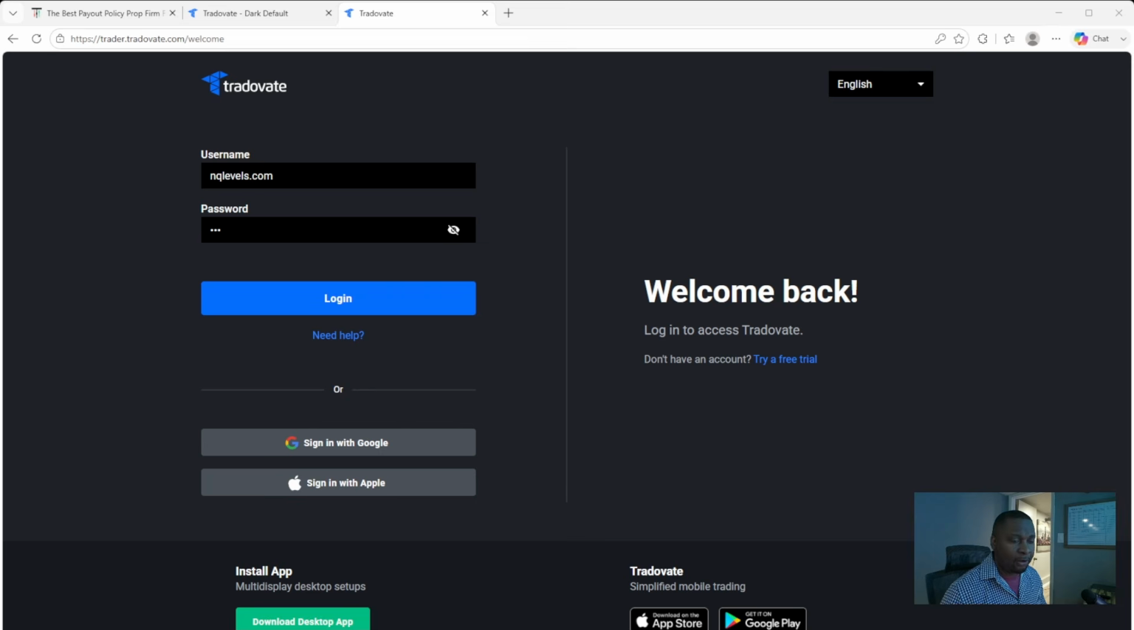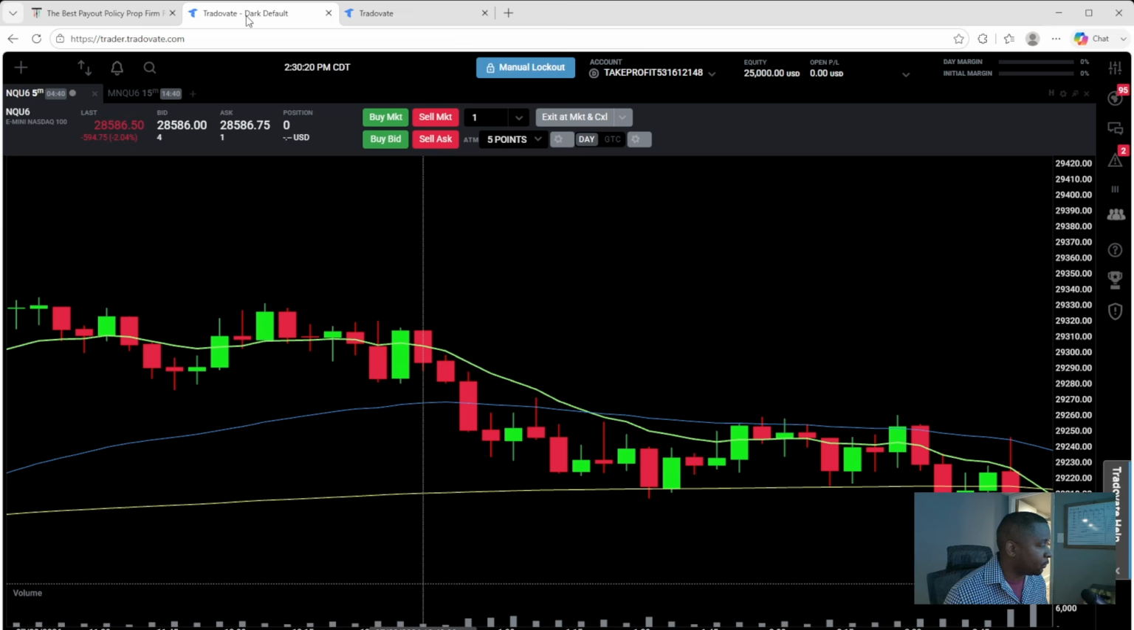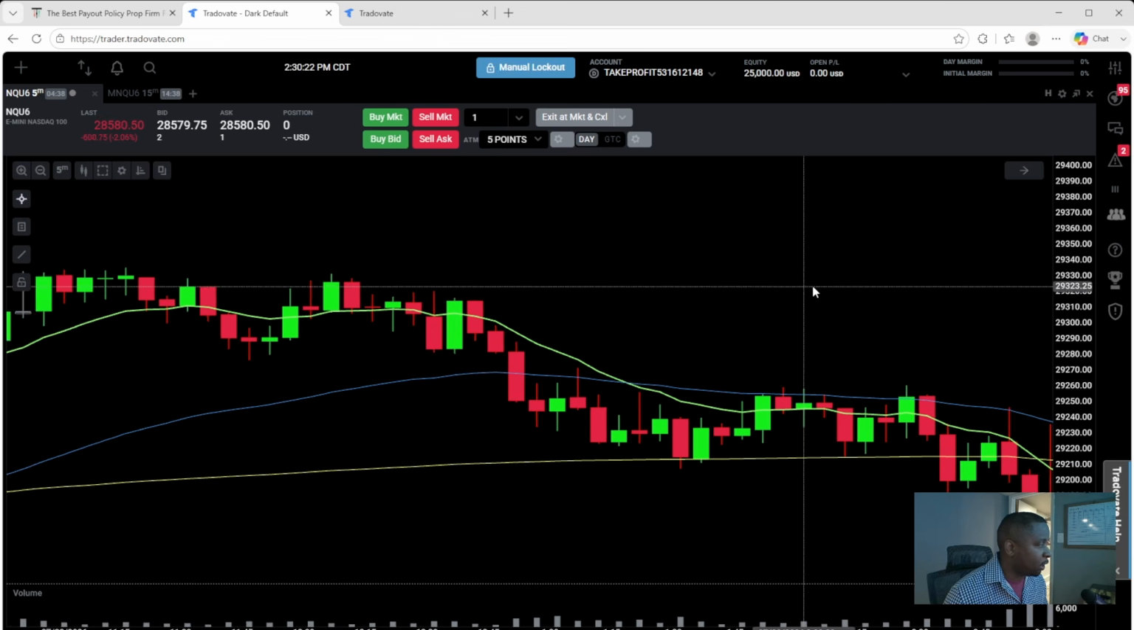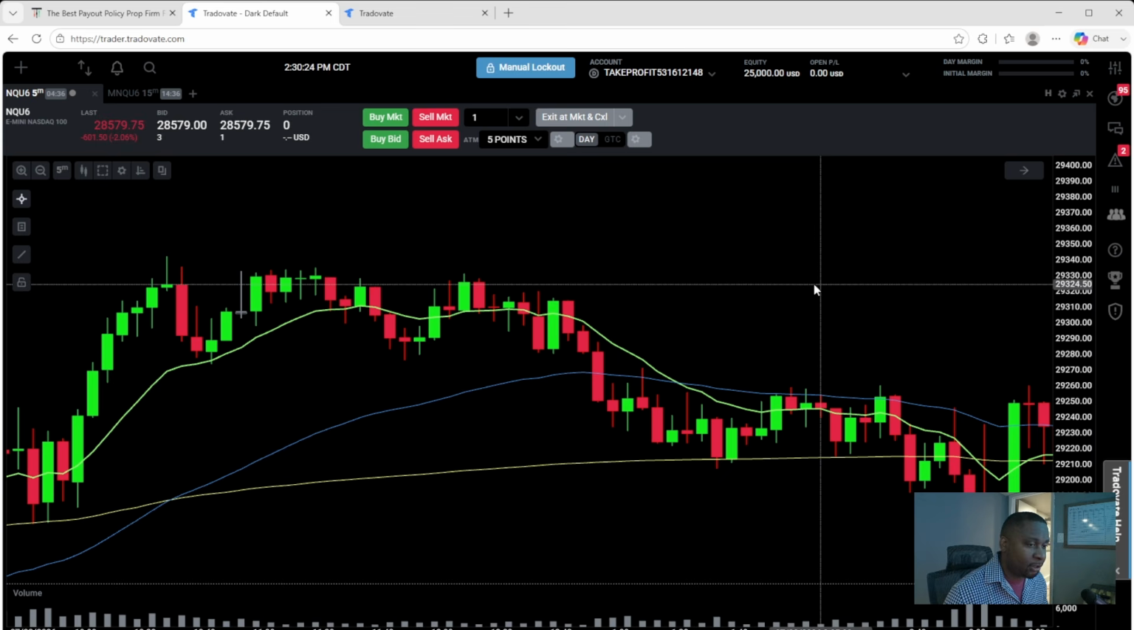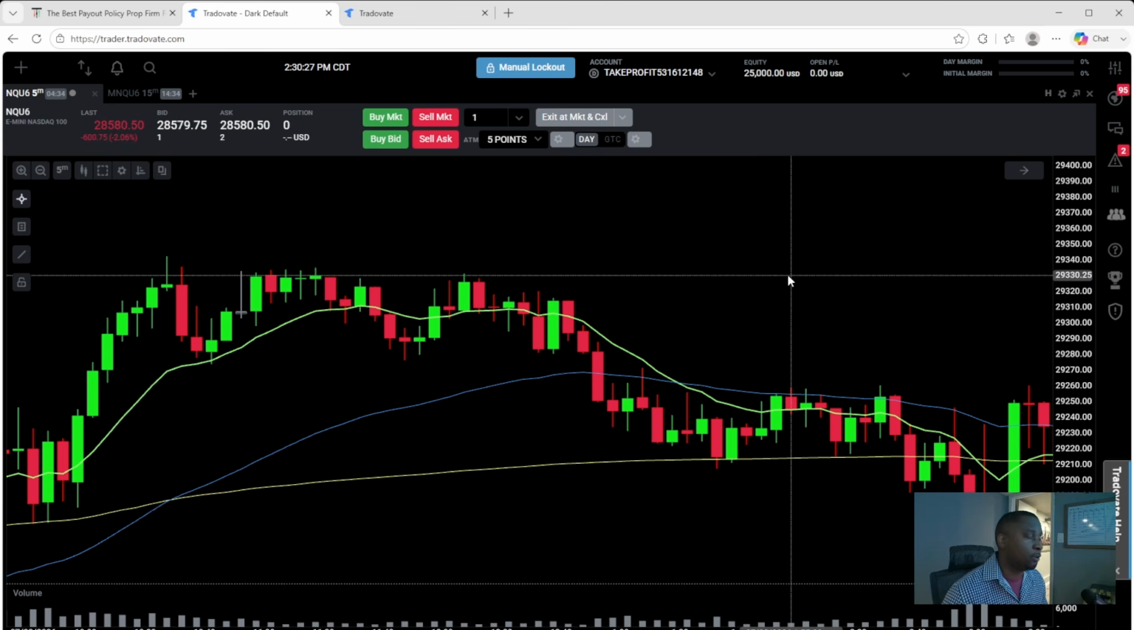All right, so once you have your account, let's talk about how you actually log in, place trades, and let's talk about the strategy you would use. So once you go to trader.tradovate.com, you can see the URL here, you log in and you will need to agree to the terms and conditions before you actually access your account. So next, after you log in, you'll be brought to a screen like this. And this is where we begin to talk about the trading strategy and how to actually place your trades.